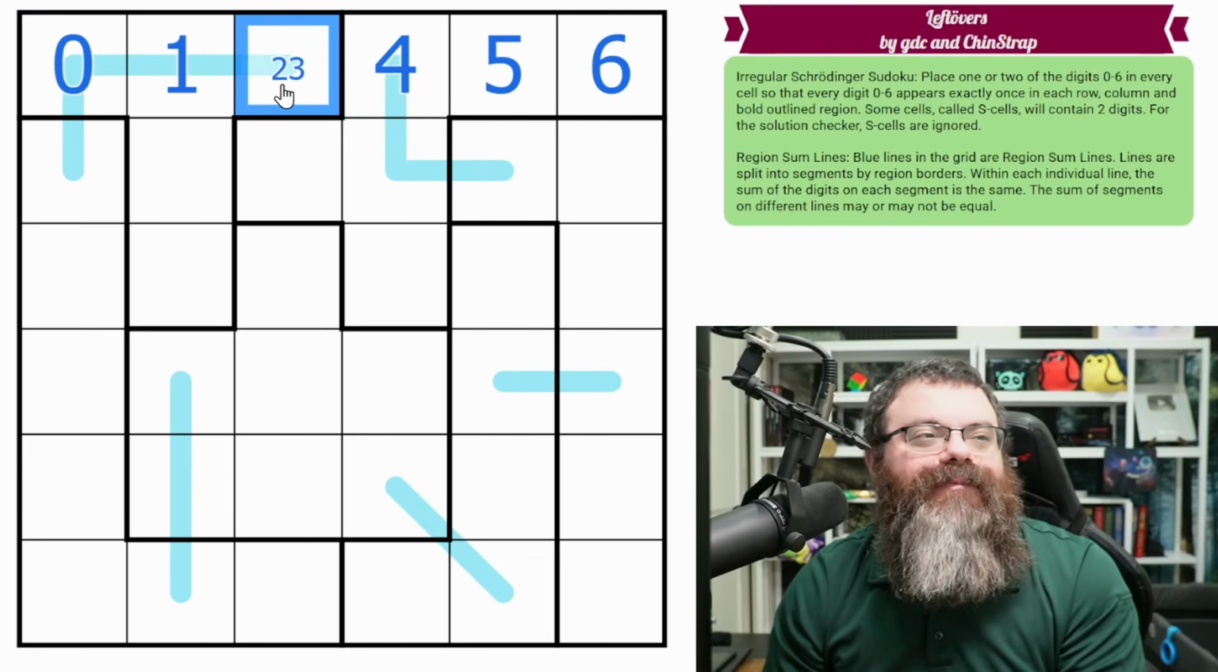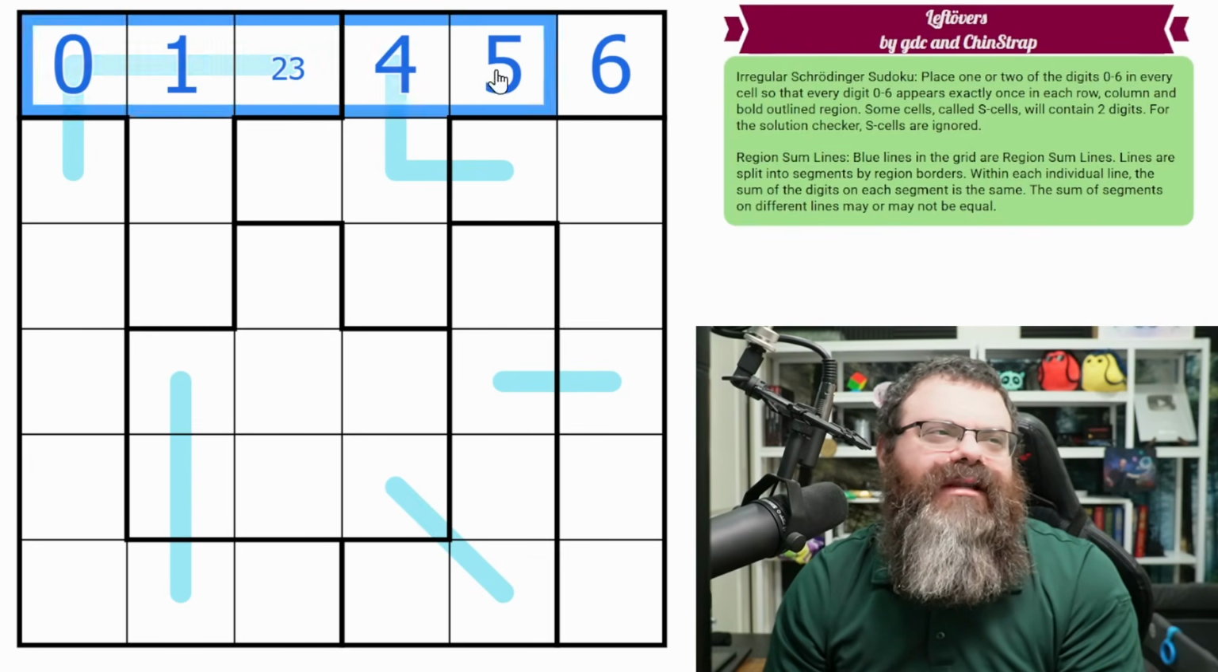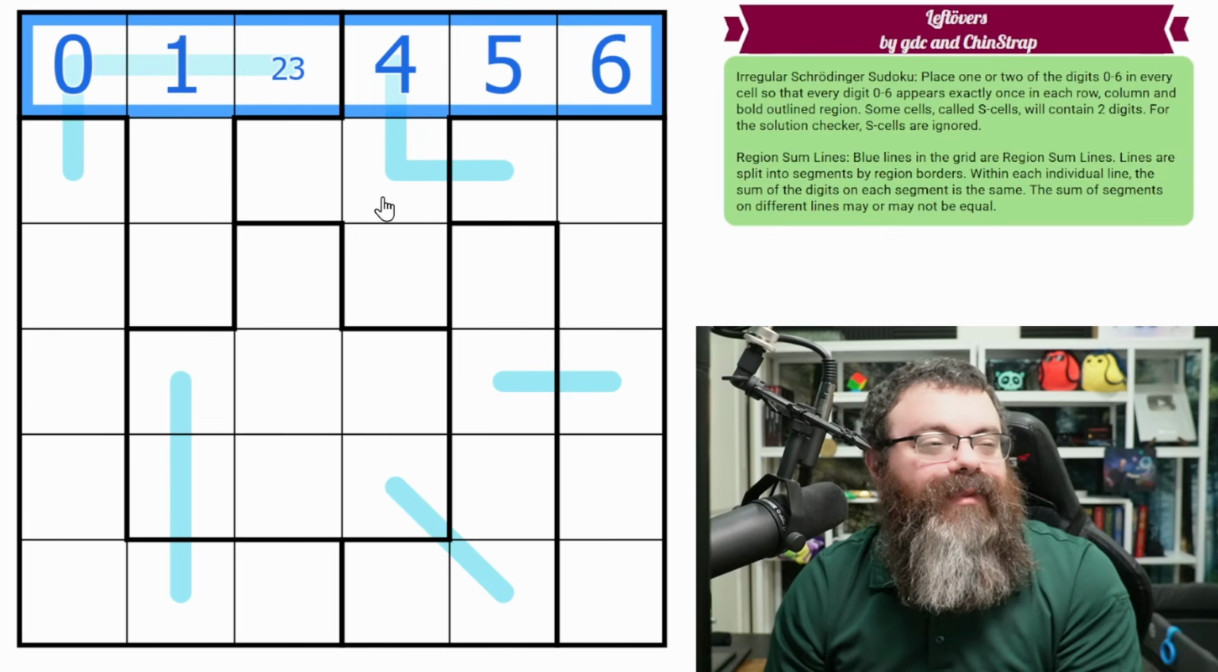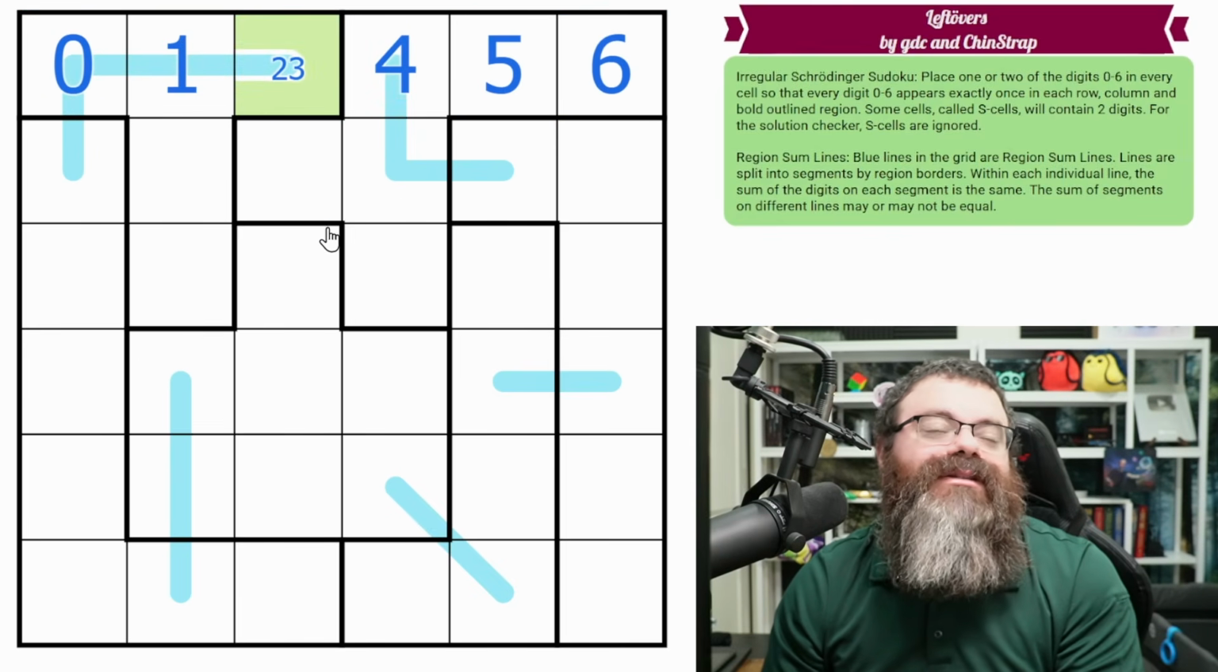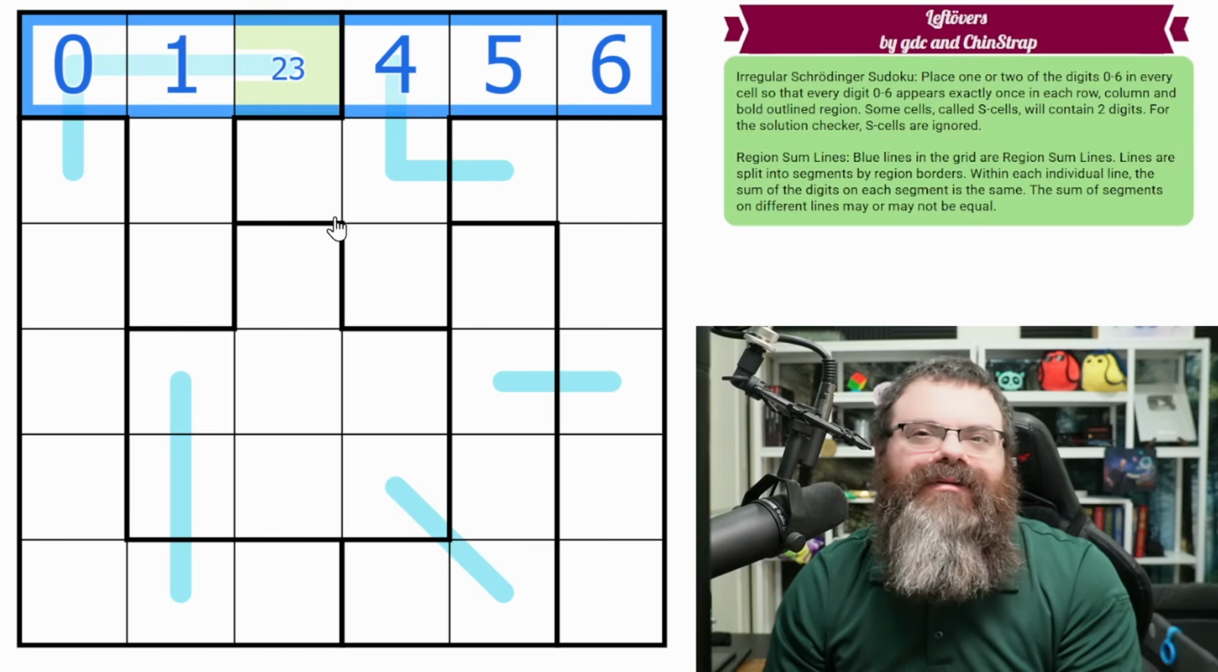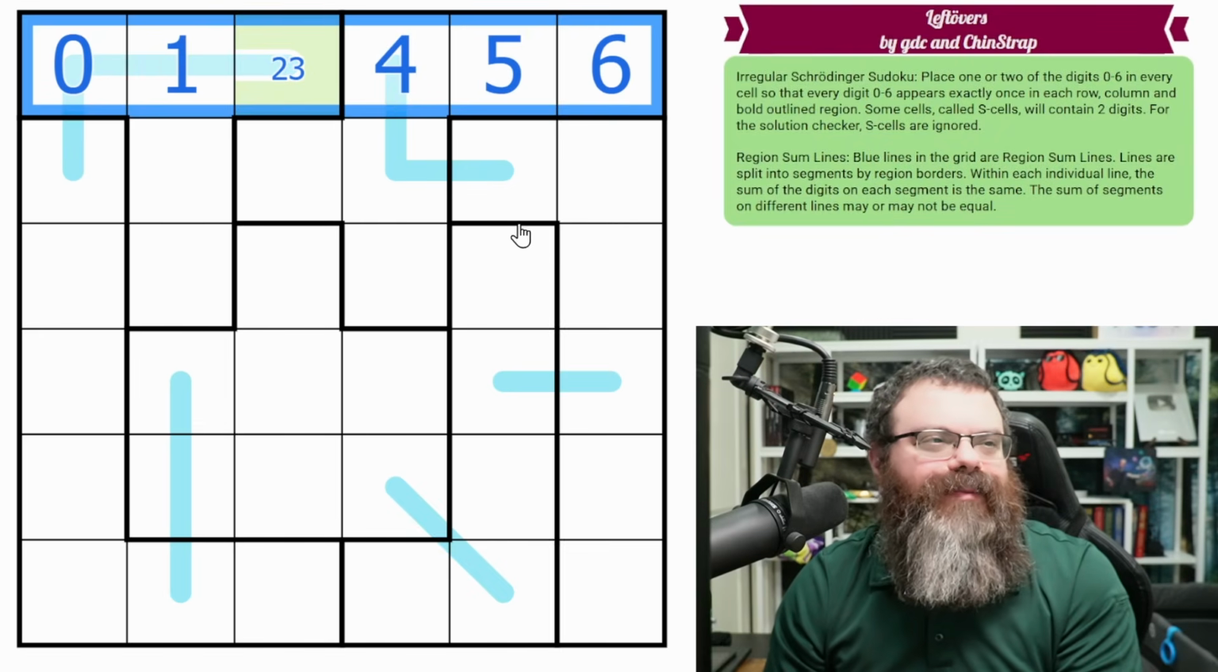And so I'm choosing to do center marks for the 2 digits that end up in the S cell, so you can kind of see what they are. And I'm also going to green it to remind myself that that one is the S cell, to distinguish it from just a normal center mark.